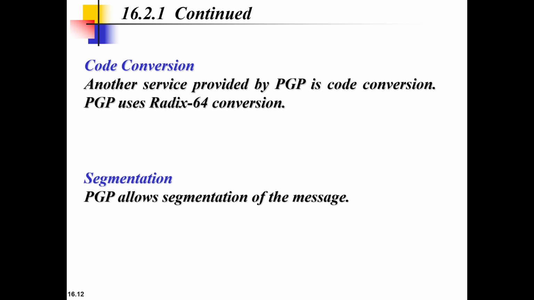Most email systems allow the message to consist of only ASCII characters. So to translate other characters which are not in the ASCII set, PGP uses Radix 64 conversion. Each character to be sent after the encryption is converted to Radix 64 code. Next is segmentation. PGP allows segmentation of the message after it has been converted to Radix 64 to make each transmitted unit the uniform size allowed by the underlying email protocol.